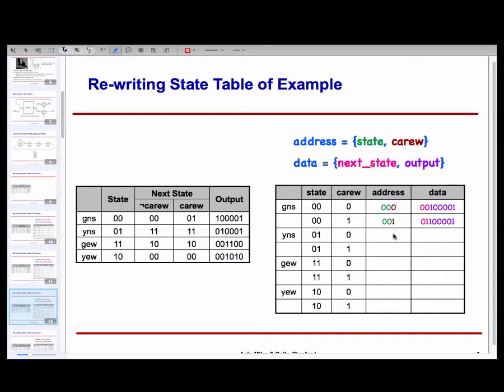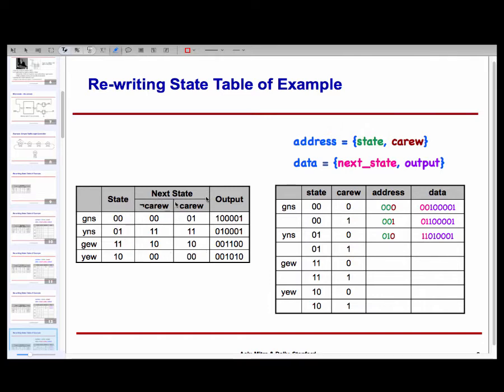What about the next one? I'm now at address 2. Address 2 corresponds to what current state? 0 1, and car east-west is 0. Looking out here, current state is 0 1, car east-west is 0. That says next state is 1 1, and output is 0 1 0 0 0 1. Hopefully, if I didn't make any typo, that's what you should see out here. And so on and so forth. So I can redraw or rewrite this table in terms of contents of the memory. It's just a one-to-one mapping, laid out in a different way.